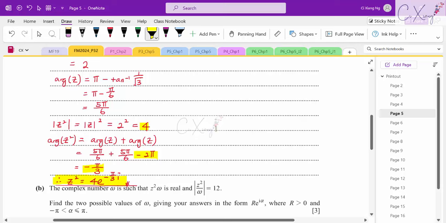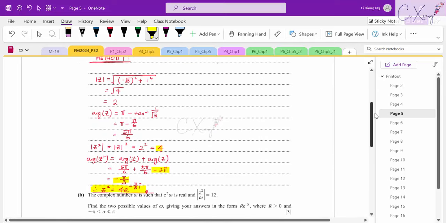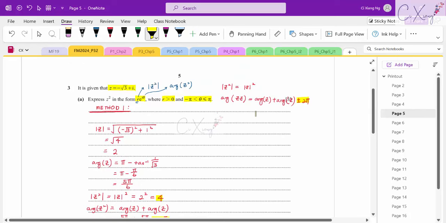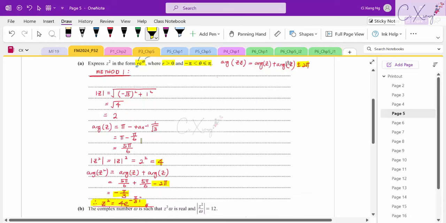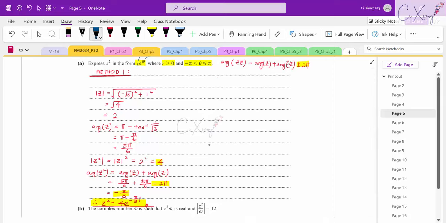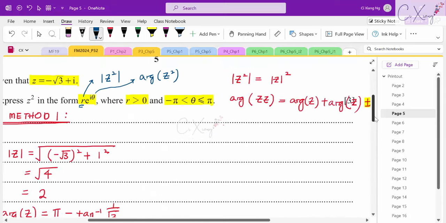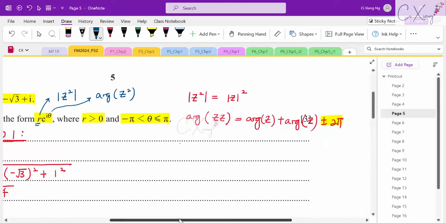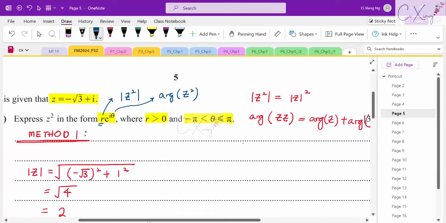So this is one method where I try to use the property of the formula to get the exponential form. This one involves the modulus and also the argument for z only instead of z squared. Okay, so this is method number 1. And then we have another option, method number 2. So if let's say you don't really remember or don't really know how to apply this particular type of formula, then you can consider a second method.